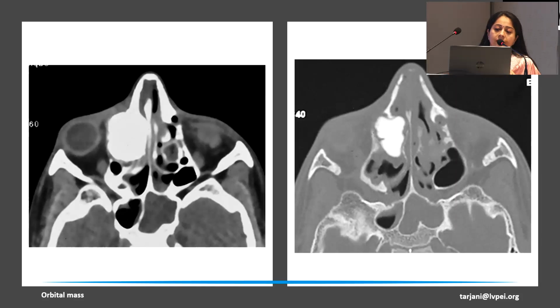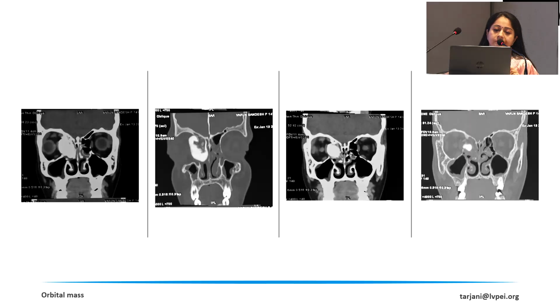The nasolacrimal duct seemed to be spared. The syringing was patent, and the bone around the posterior part of the NLD possibly was involved with this large bony lesion. These are just soft tissue and bone reconstructions of the more posterior part of the lesion, where you can see that it's ending at the level of the mid-ethmoid.